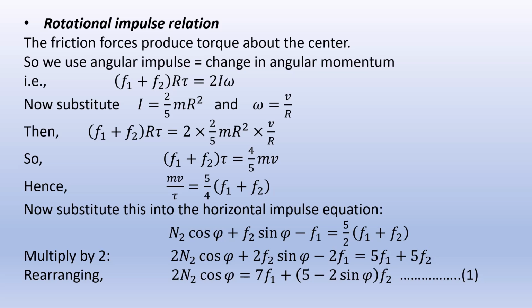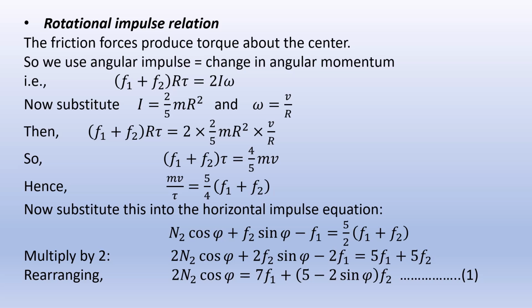Now let us think about the change in angular momentum. Before collision, the sphere is rotating in one direction, but after collision, the rotational motion reverses. So the angular momentum changes from one direction to the opposite direction. That is why the magnitude of change in angular momentum becomes 2I omega. Therefore, the rotational impulse equation becomes (F1 plus F2) times r times tau is equal to 2 times I times omega.